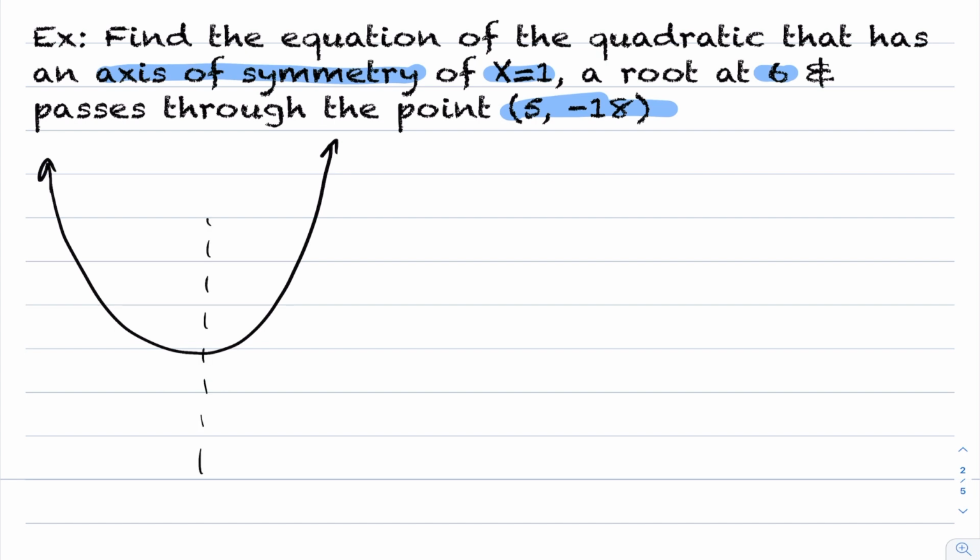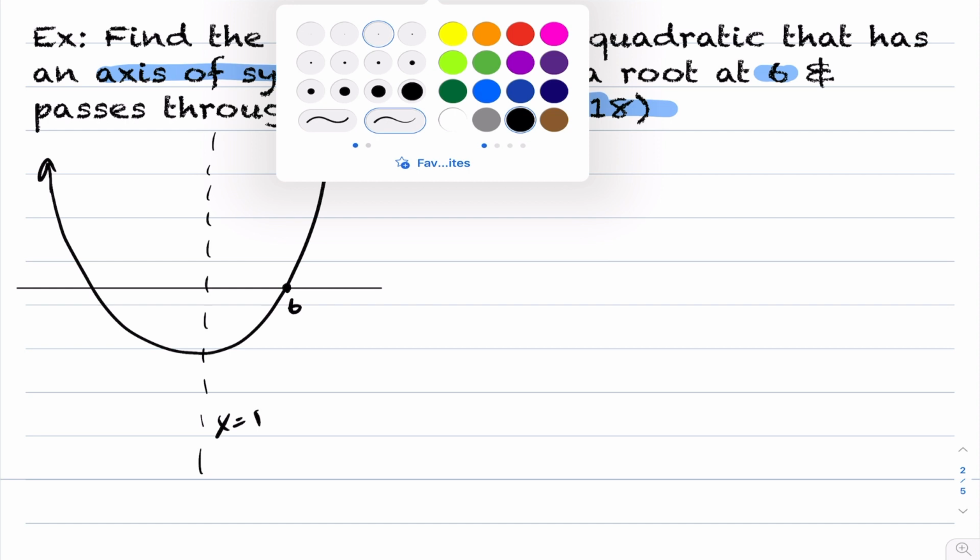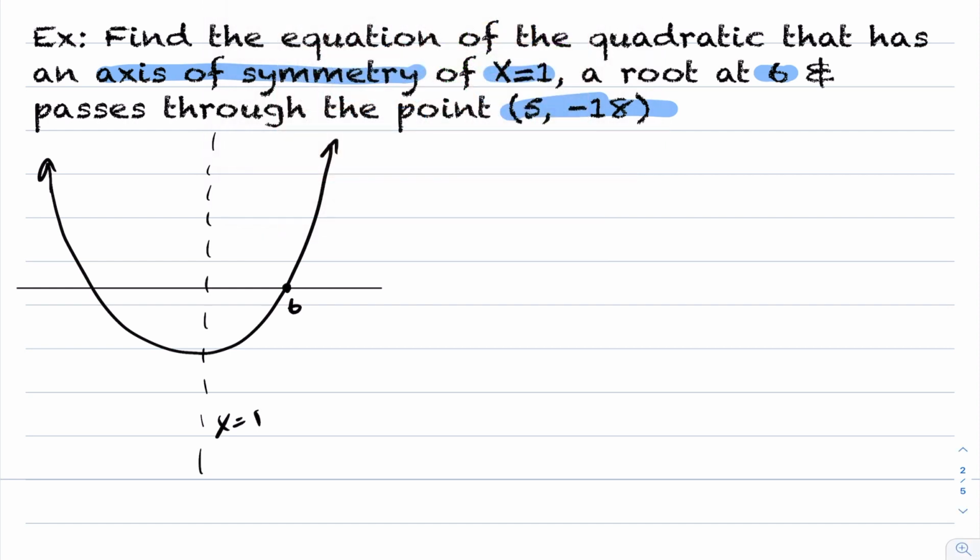If I have an axis of symmetry of x is equal to 1, and let's say this is my one root at 6, I know that the other root, since this is the line x equals 1, is exactly the same distance away from the axis of symmetry. That's part of your symmetrical property. So for me to go from 6 to 1, that distance is 5 units to the left. Therefore, the distance to my next root must be 5 units to the left. Well, if I'm at x equal to 1 and I take 5 steps to the left, this point here must be -4.